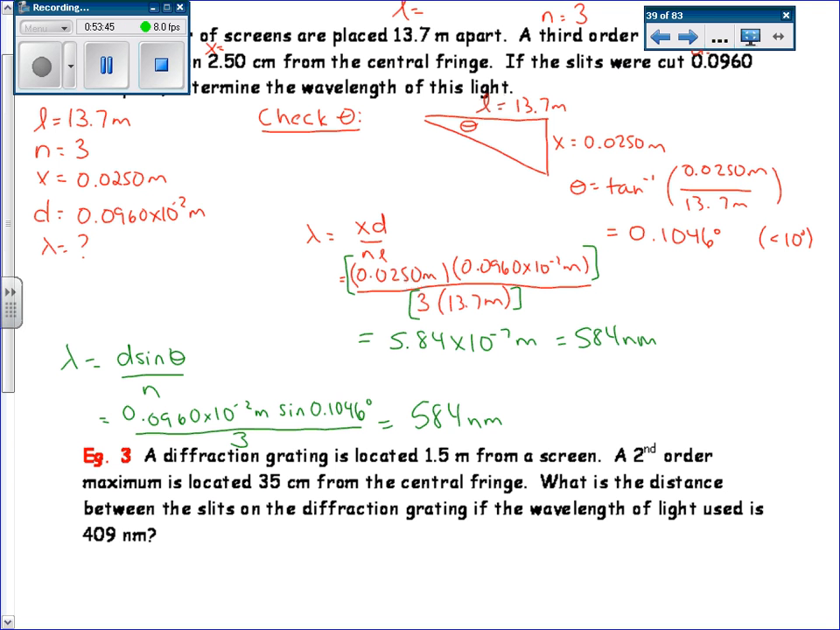If this angle was greater than 10 degrees and you still use this formula, then these two numbers will be different. Okay? And I think I'm going to be able to illustrate that in the next example.